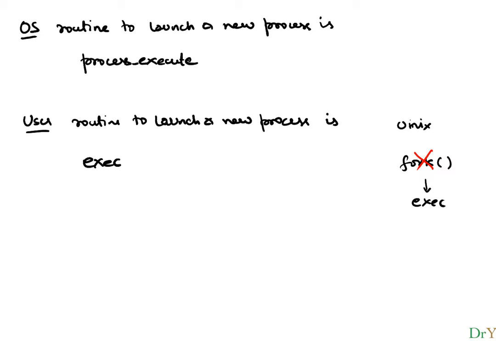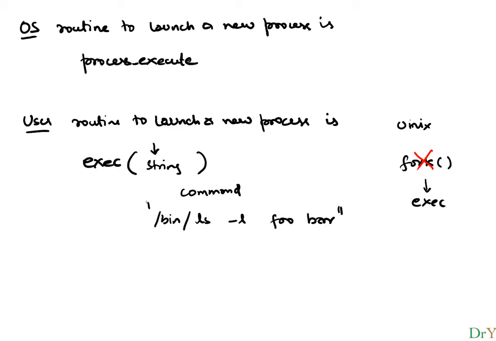All that exec takes in Pintos, from the user point of view, is the task that we want to run, and in our case that's simply a string, which is a command. For example, let's say I want to run /bin/ls -l some foo and bar. If this is the command I want to run, I simply pass this command as a string and the operating system will launch it. What it returns to me is a process ID, which is simply an integer, which internally is really a thread ID, but we think of it as a process ID because processes are a user level abstraction.